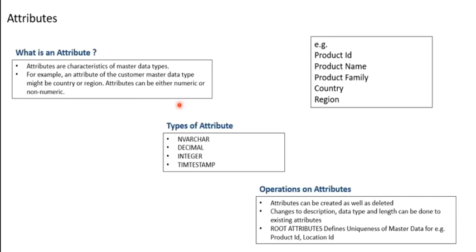These attributes can have numeric as well as non-numeric information, right? Based on those numeric and non-numeric information, there are different types. What kind of information can I save? I can save alphanumeric, decimal, integer, or timestamp as well. These are just normal examples of attributes. It can be product ID, name, family, or country, region. Similarly, if I talk about location, location ID, name, location description, right?